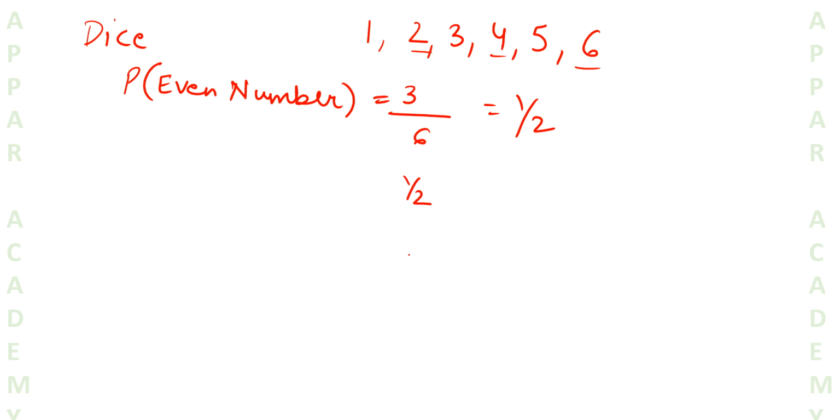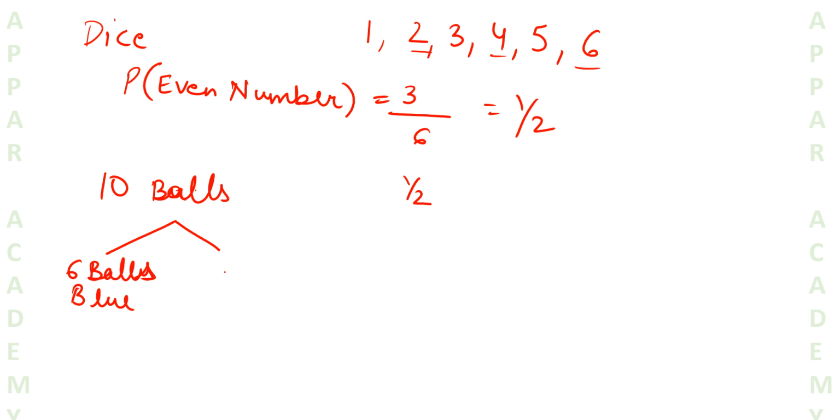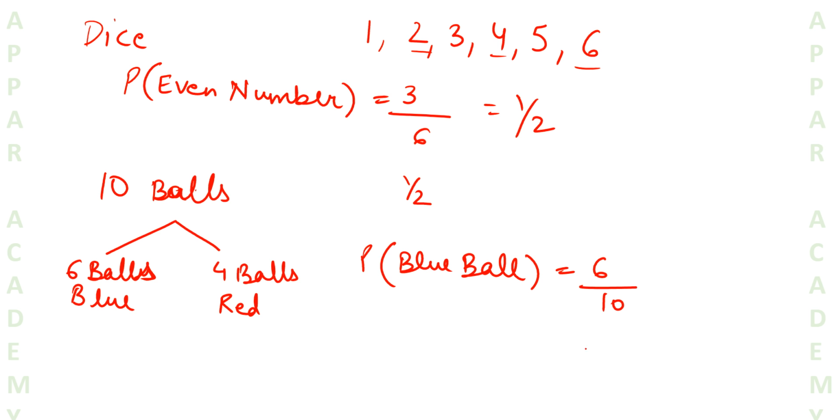Now we can also understand this independence of trials in another form. Let's suppose I have a bucket, and in that bucket I have a few balls. Let's suppose I have 10 balls. Out of those 10 balls, 6 balls are blue in color and 4 balls are, let's suppose, red in color. Now I'm picking up a ball. What is the probability of getting a blue ball? It's simple. The probability of getting a blue ball is 6 upon 10, or we can simply say 3 by 5.